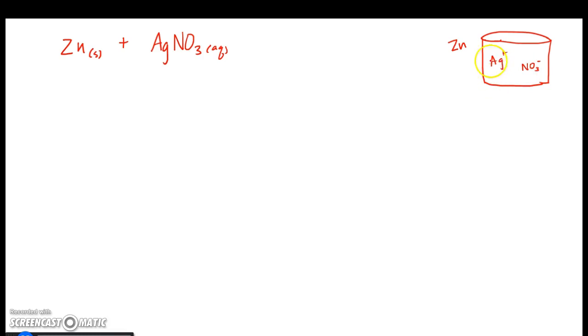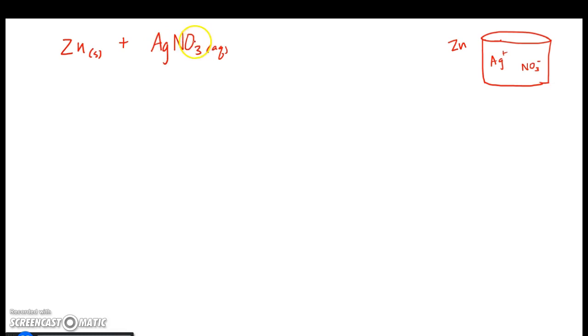So the first step we need to do is figure out what zinc is attracted to. So remember, zinc is a metal. Metals are cations. They have a positive charge. So in that case, it's going to be attracted to this negative charge, being the nitrate. So the thing we need to do next is look at the activity series and see, is zinc stronger than silver to get that nitrate?